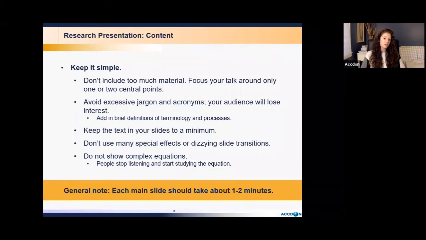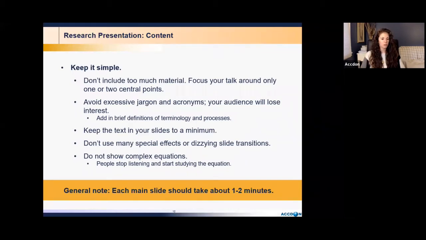It's important also to avoid excessive jargon or acronyms. So these are terms that are very specific to your research field. Again, your audience will lose interest if they do not understand a term that you're using. If a term is absolutely essential to your work, it's okay to have that term in your talk, but all you need to do is add a brief definition of that terminology or of a process that you're using. And a good way to do this is add that definition right onto your slide for your audience members.